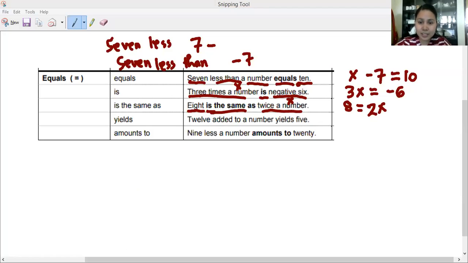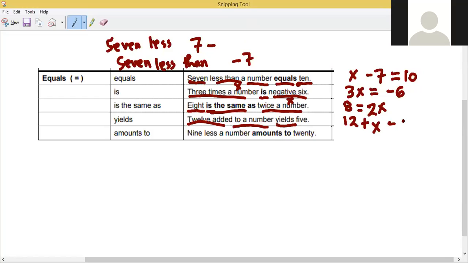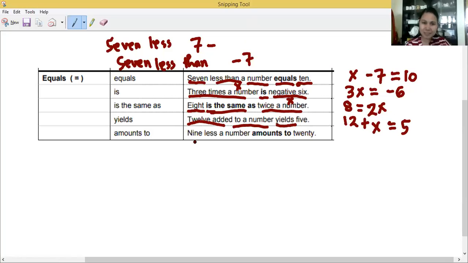Now, let's go to the next one. Ready? 12 added. So it's 12 plus added to a number. Do you know the number? It's x. Yields. Yields is the same as is, was, will be, equals. So equals 5.